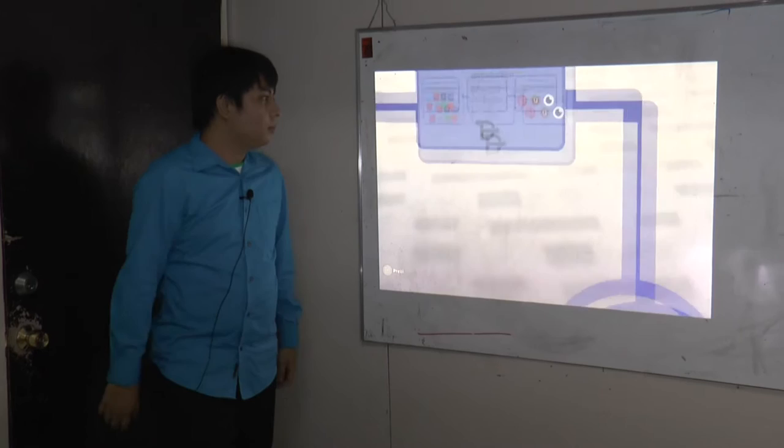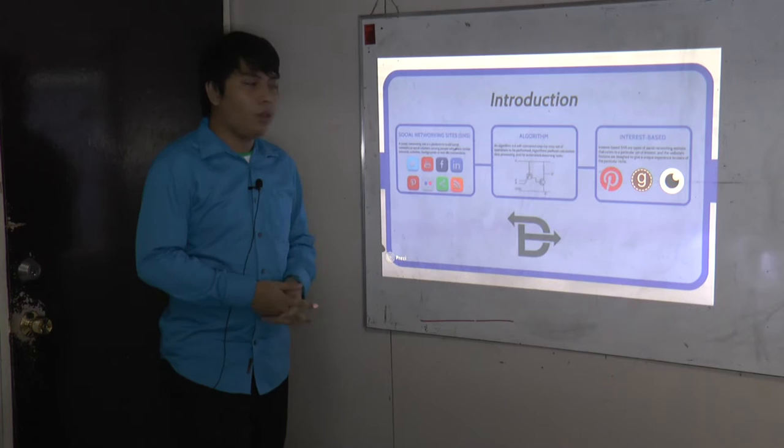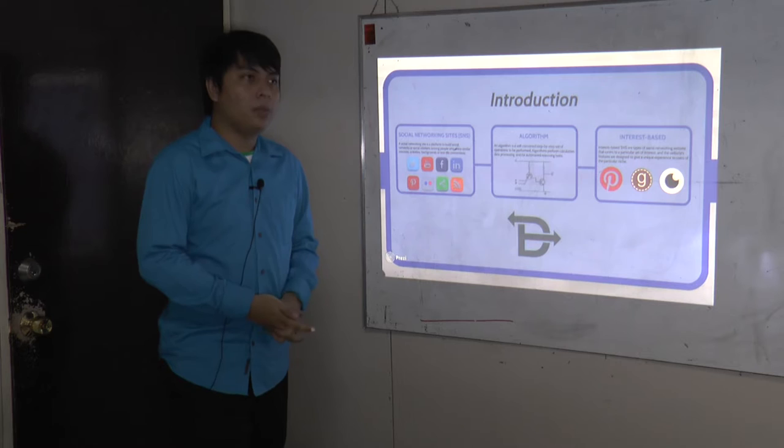So to begin with, my thesis research is using three different factors. First, the social networking websites, then an algorithm, and it is interest-based. So basically, this entire thesis is about an algorithm that uses primarily the interest of the users to determine what contents are to be displayed in their social media account.